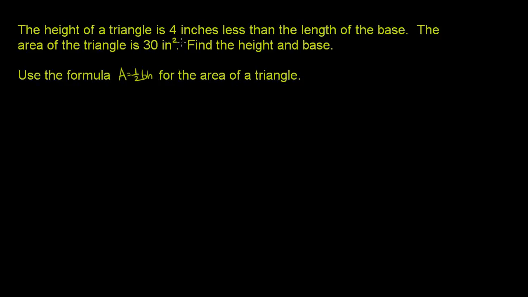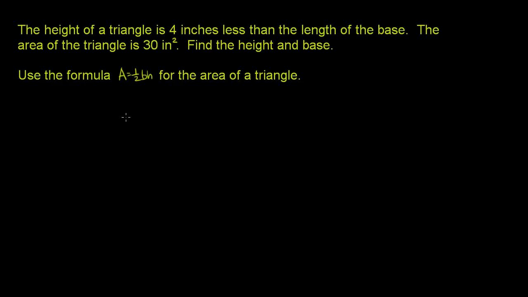The height of a triangle is 4 inches less than the length of the base. The area of the triangle is 30 inches squared. Find the height and base. Use the formula area equals 1/2 base times height for the area of a triangle.